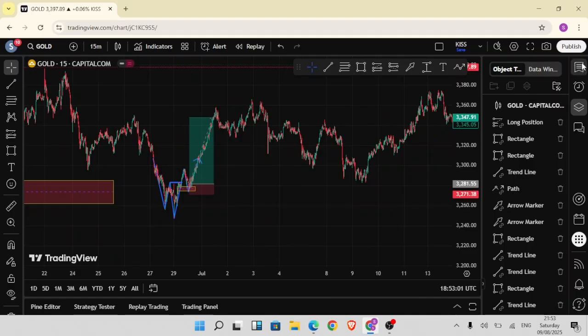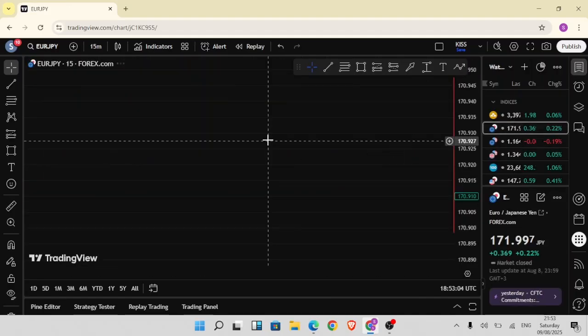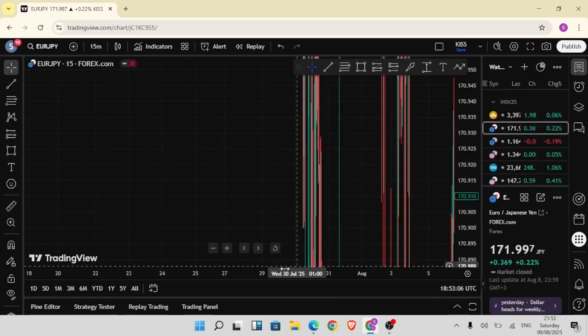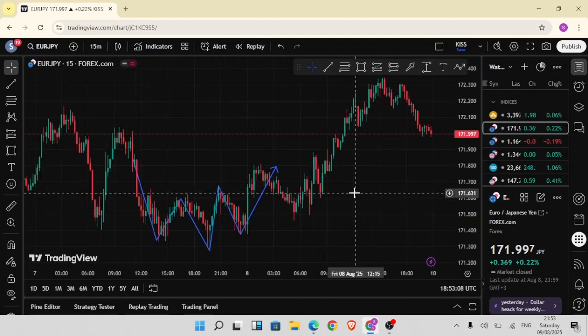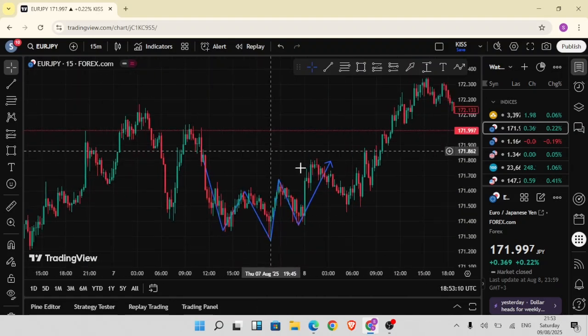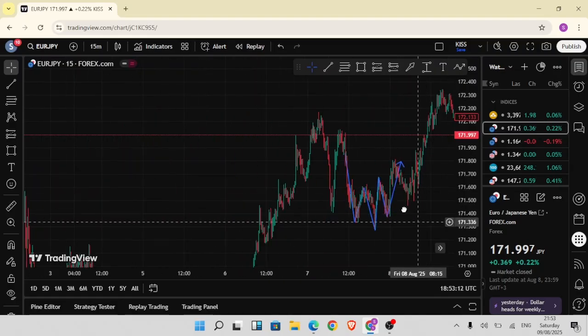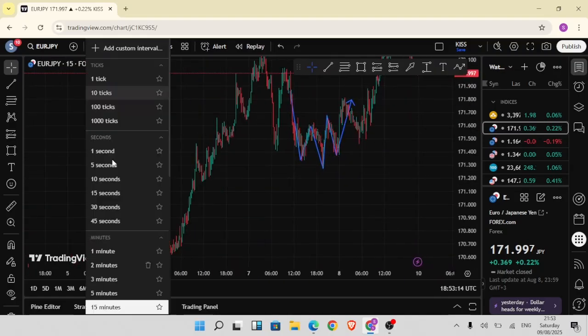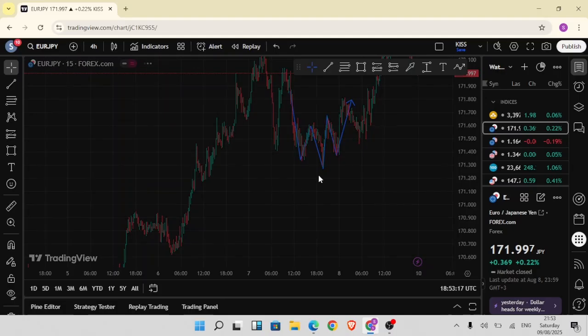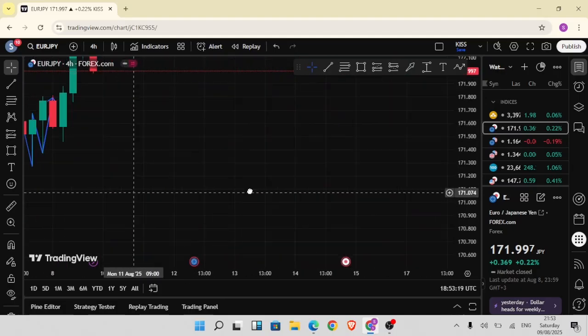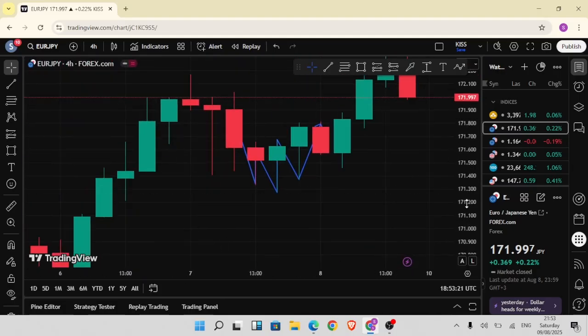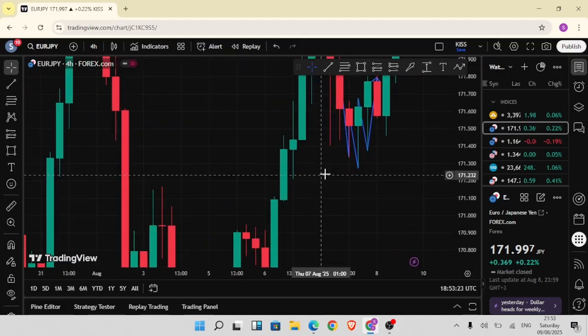This is gold. Let us look at maybe Euro JPY. Did we have anything? We did. This is a head and shoulder pattern. Is it reacting off an area of value? Let us go to the 4-hour time frame. Is it reacting off an area of value? And as you can see, it is.